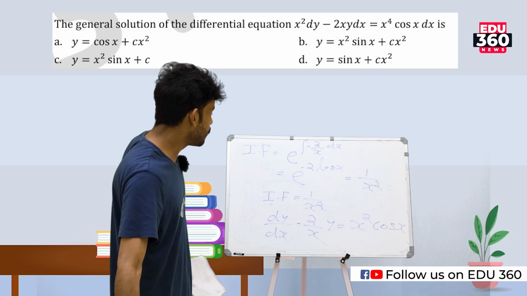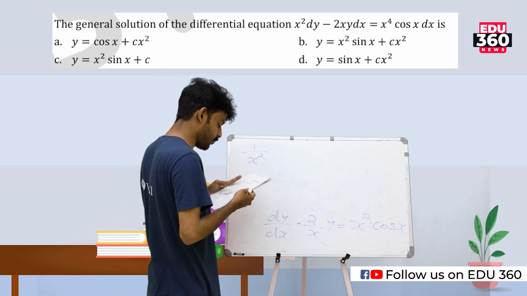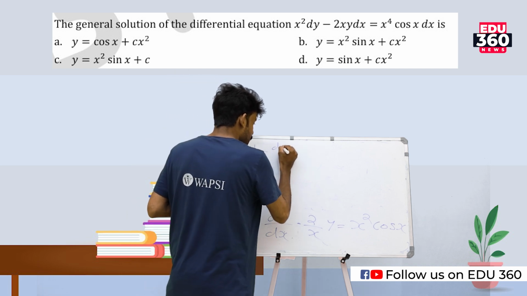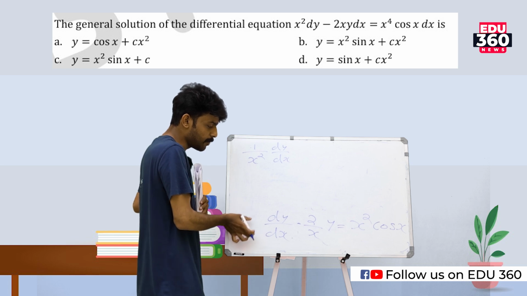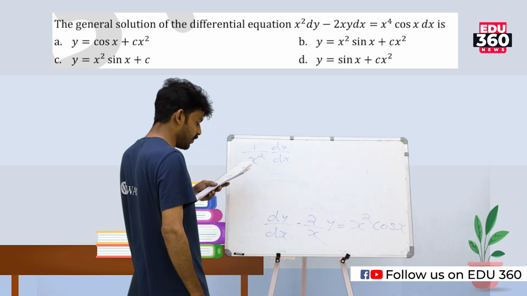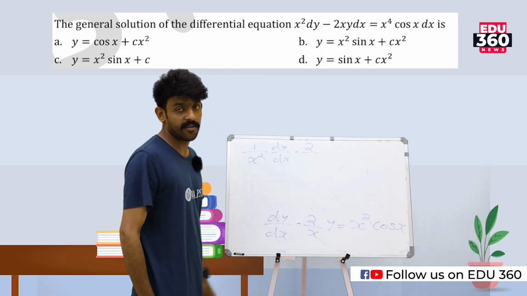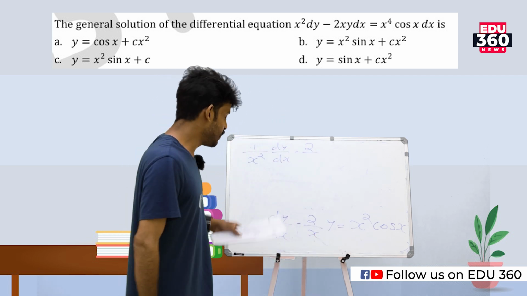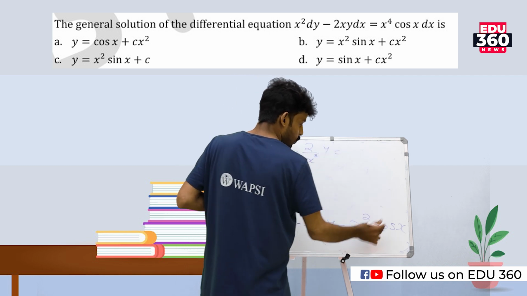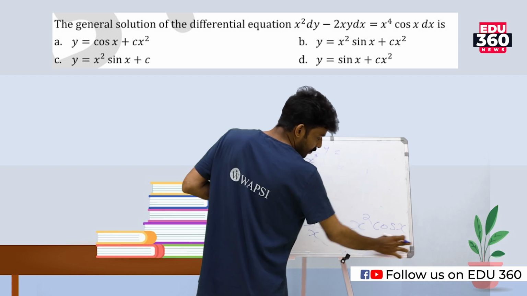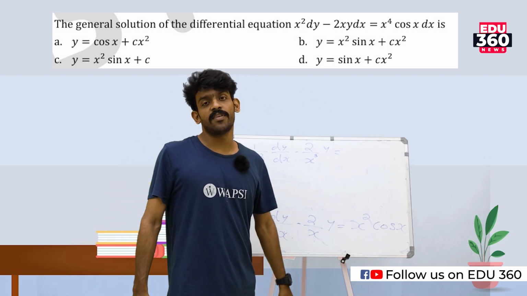So let me write the steps. We can write 1 by x square into dy by dx. I already said that we are going to multiply 1 by x square on both sides. So 1 by x square into dy by dx minus 2 divided by, here you can see the denominator there is x. So x into x square, it means x cube. So x cube y is equal to, what about here? On the RHS you can see x square cos x. We are going to multiply both sides by x square.